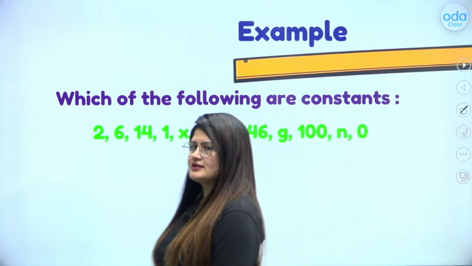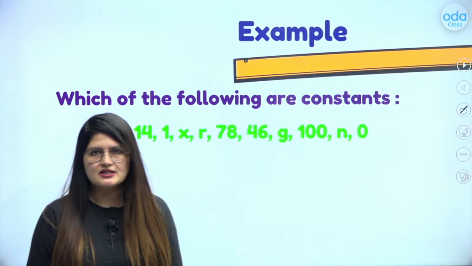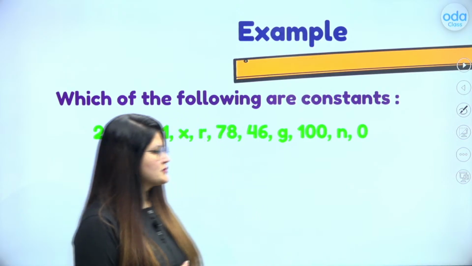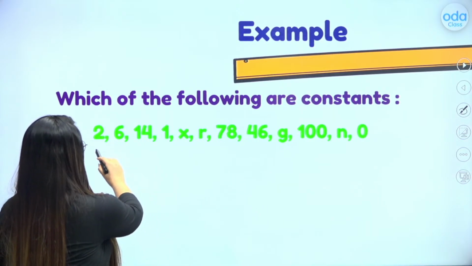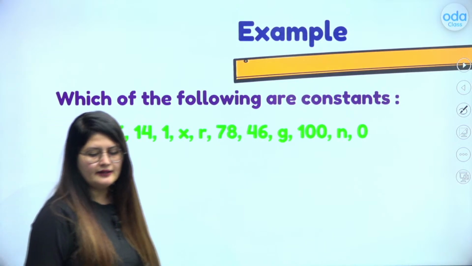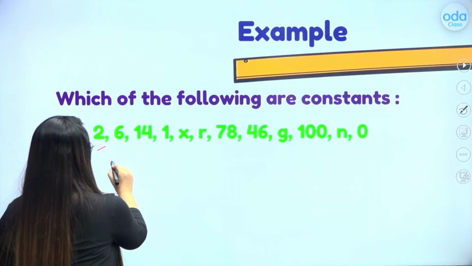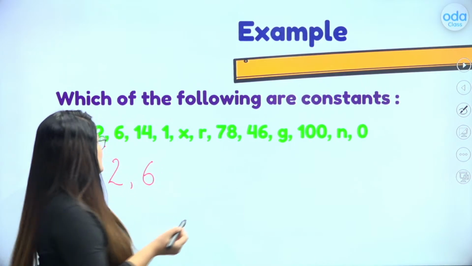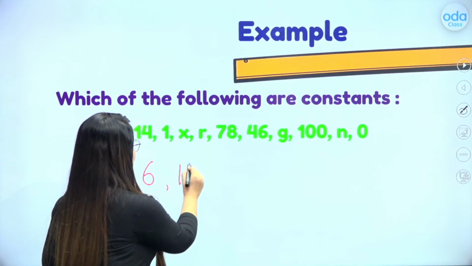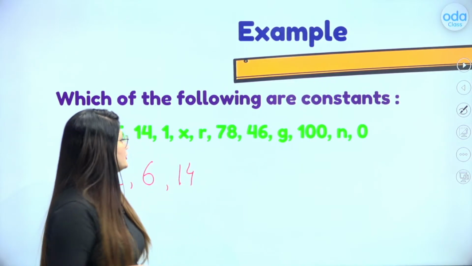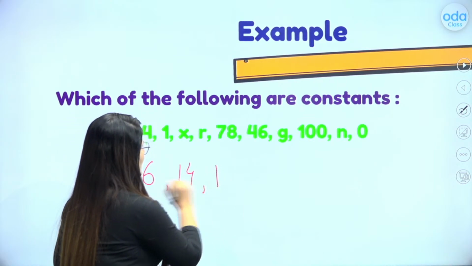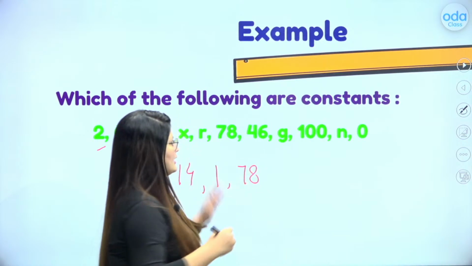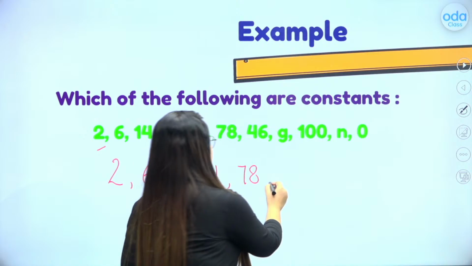From the given list, can we now pick the constants? Constant means we are talking about numbers whose values are not going to change. Clearly? So, let's write the constants here. The first constant here is 2. The next constant that we could see here is 6. Moving further, the third constant here is 14. Its value is not going to change. After that, we have 1. Then the next one is 78. After that, 46 is also there in the list.